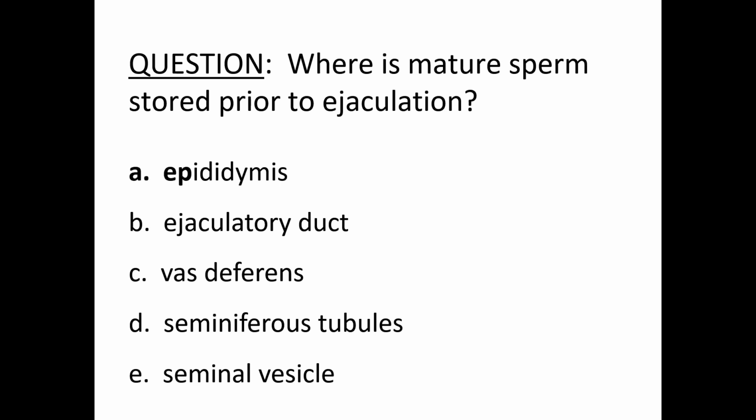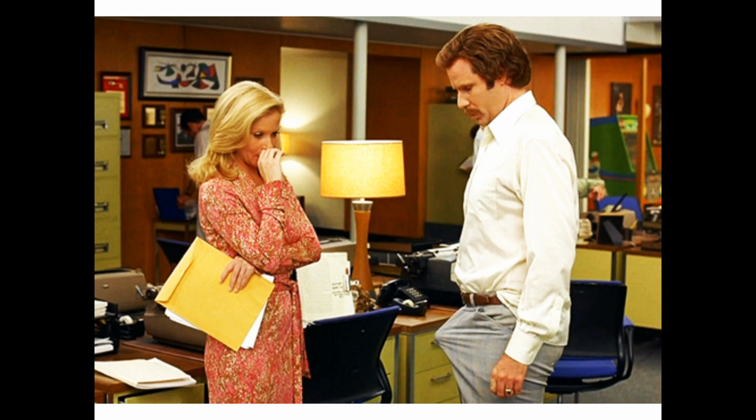Let's take a look. The epididymis. The epididymis lies on top of the testes. It's where sperm actually mature and are stored until they get released. So sperm can't get released, though, until something else happens. As you can see here, if you're not familiar, this is from the movie Anchorman. An erection must occur. So let's talk about how an erection develops.